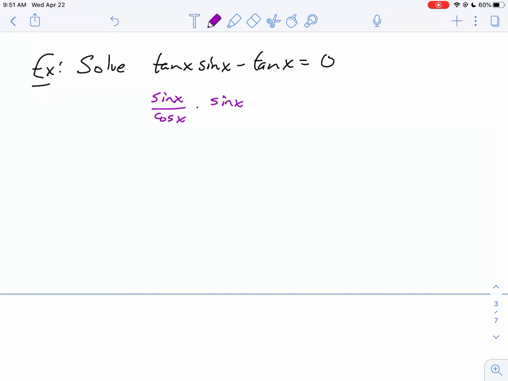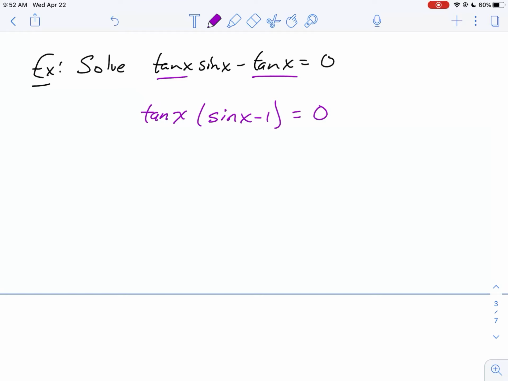But you see that's really not going to simplify our lives. It's going to make a sine squared, and that doesn't help. In some cases maybe a sine would cancel or something, and then that would be a good strategy. But in this case, what we really want to notice is that there's a tangent x in each of the terms. And so that indicates to us we can factor out a greatest common factor of tangent x.